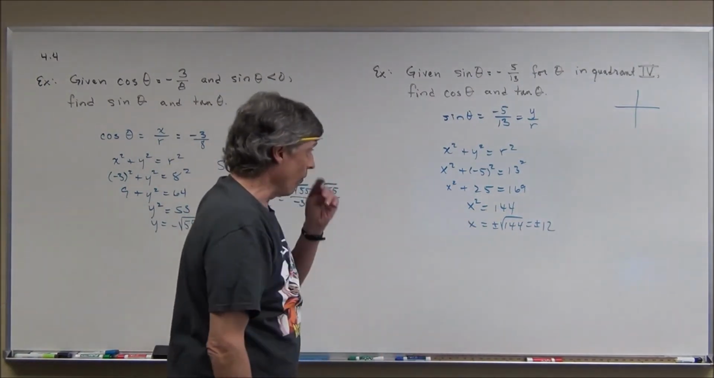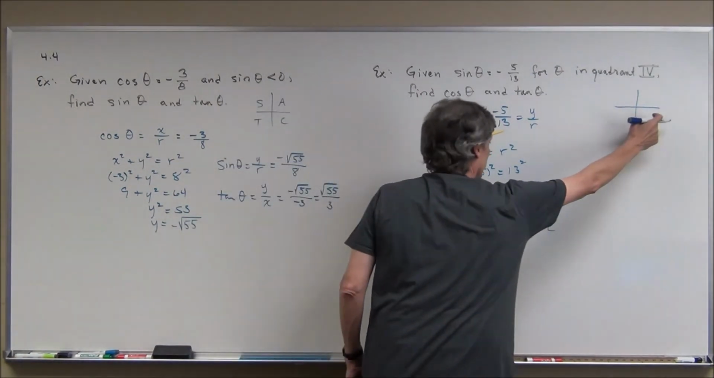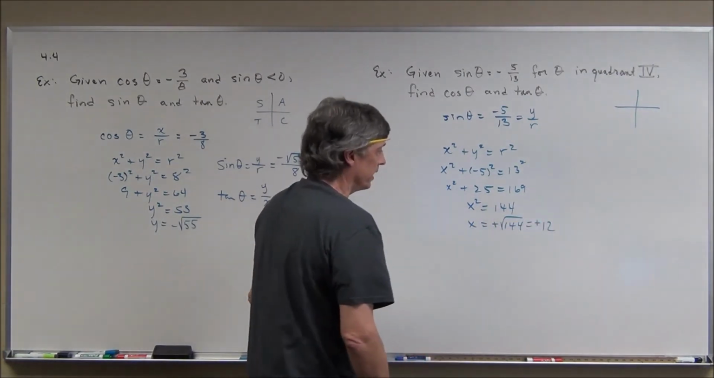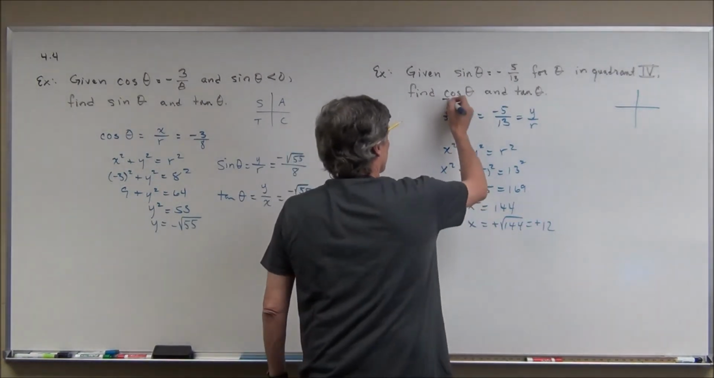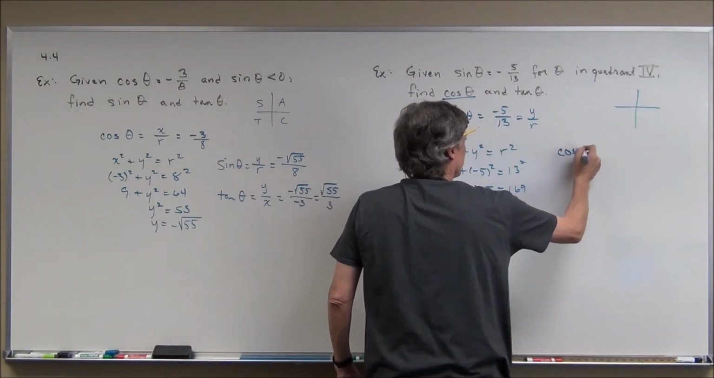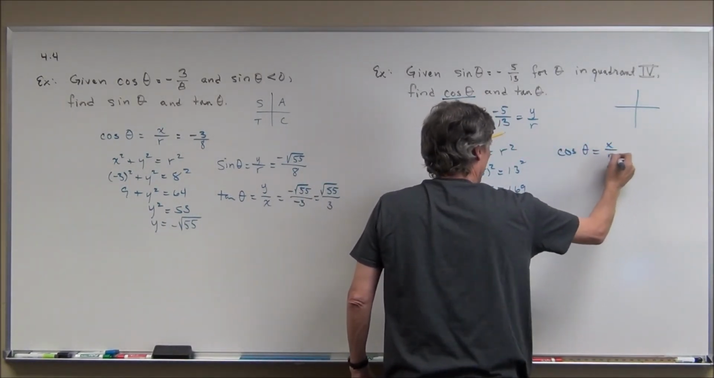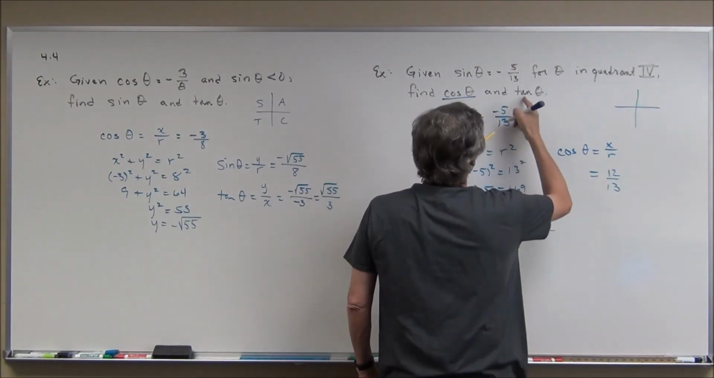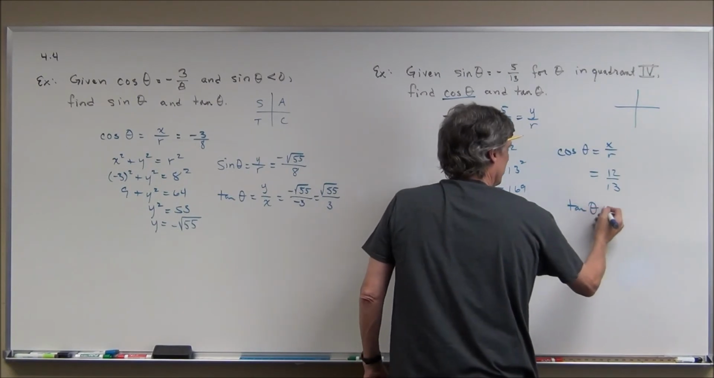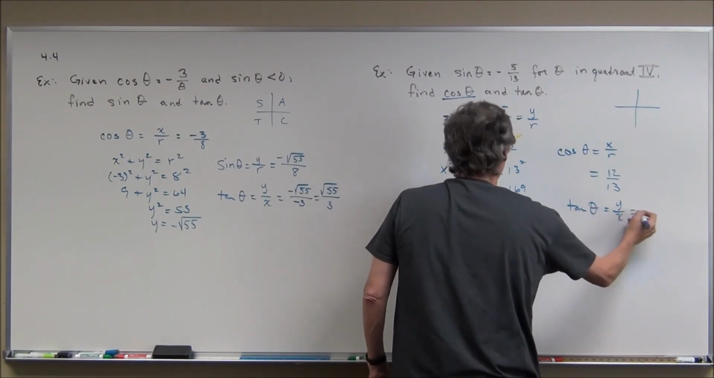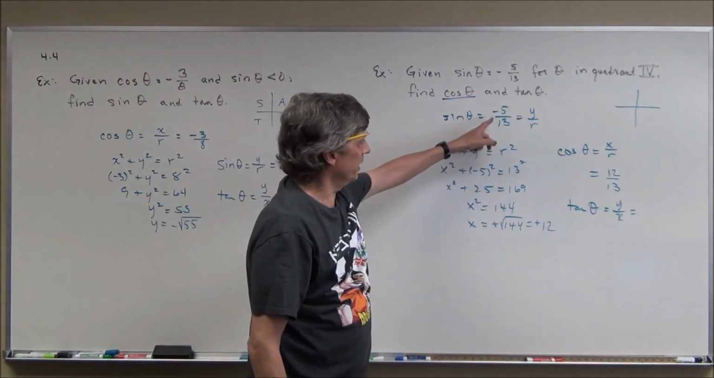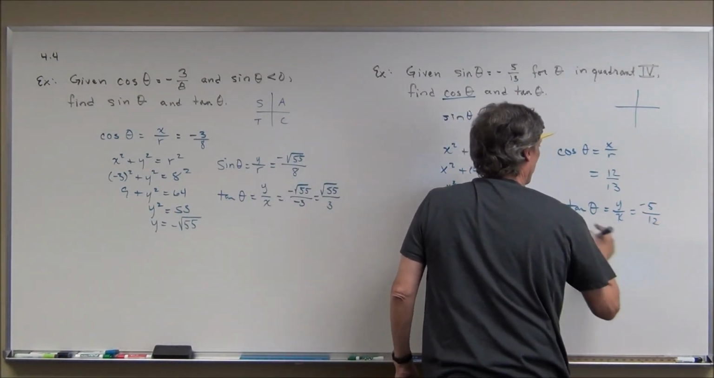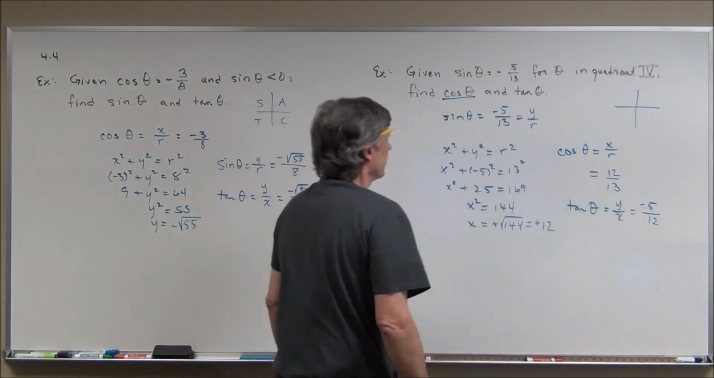But as I mentioned before, x in the fourth quadrant is positive. So I really don't need the plus or minus, I just need the positive. So it's positive 12. I want the cosine. The cosine of theta is going to be x over r, which is going to be a positive 12 over a positive 13. The tangent of theta is going to be y over x. The y, remember back here, is -5. The x is positive 12, so I have the tangent of theta is -5/12.